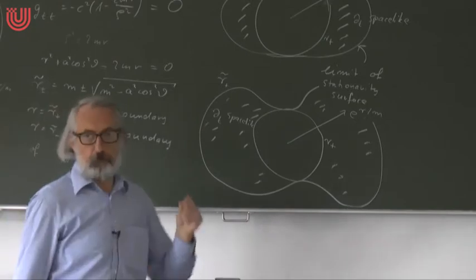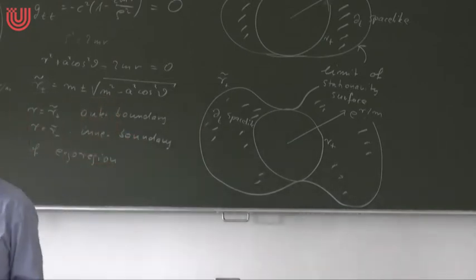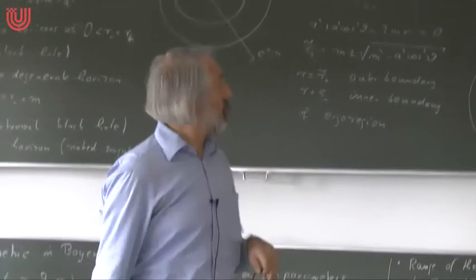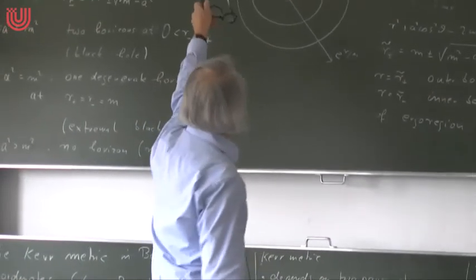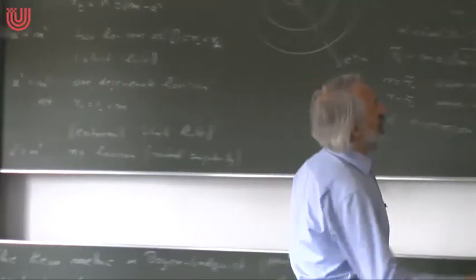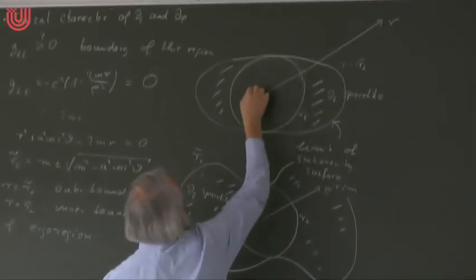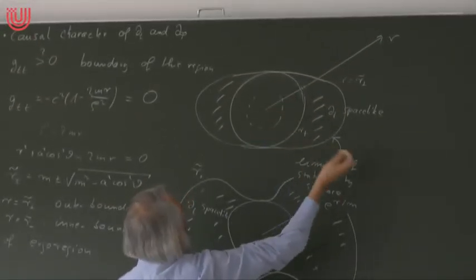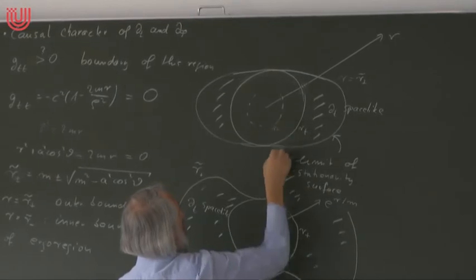But this is not only in the extreme case, right? I'm sorry? It's not only in the extreme case. No, I'm in the sub-extreme case. So I also have here another horizon, which is irrelevant for the outside observer, but I have also an r minus here.